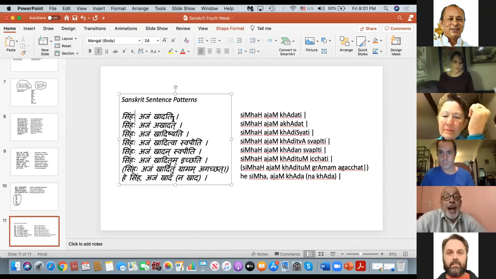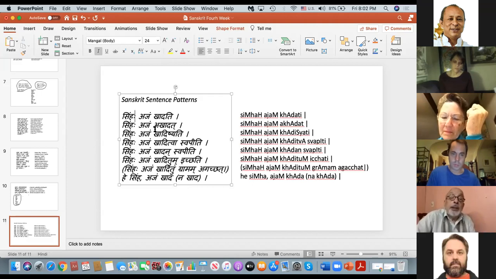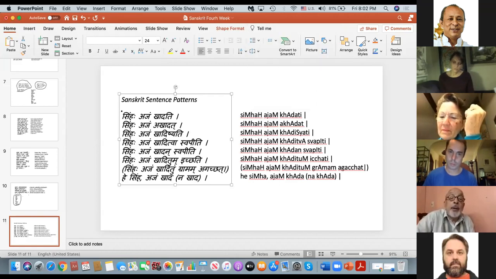This is a simple sentence pattern, and then you change it into past tense. Simha ajam akhadat. The lion ate the goat. And future: Simha ajam khadishyati. The lion will eat the goat, future. This is, in a sense, the same pattern, only the tense is different.